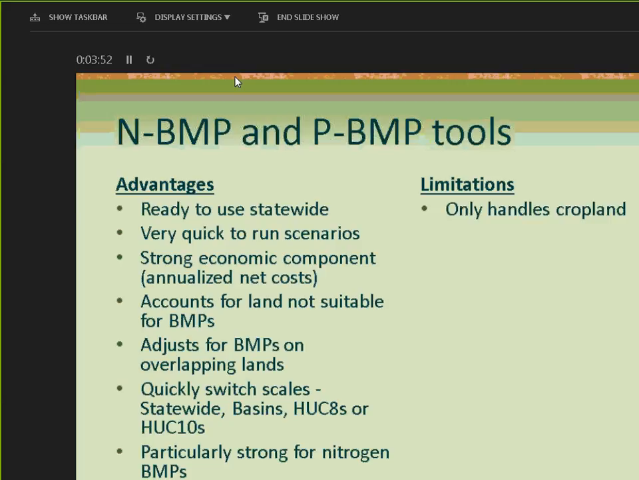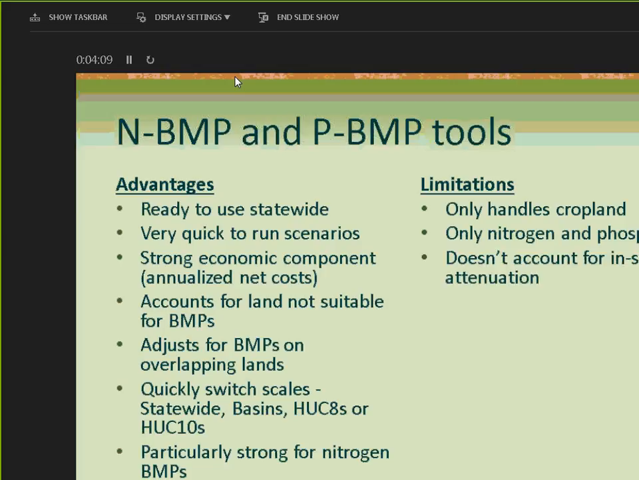Limitations: it only handles cropland. This is not an urban type of scenario model. It only deals with nitrogen and phosphorus, not sediment, except that sediment is inherently built in as part of the phosphorus reduction, because so much of the phosphorus is transported with sediment, but it does not give you output for sediment. It does not account for in-stream attenuation like HSPF would. It does have a rather rudimentary way of accounting for groundwater denitrification en route from the field to the surface waters.